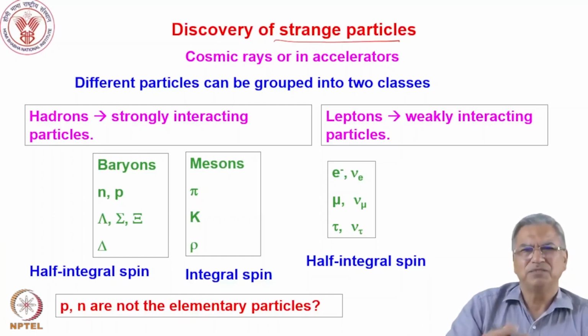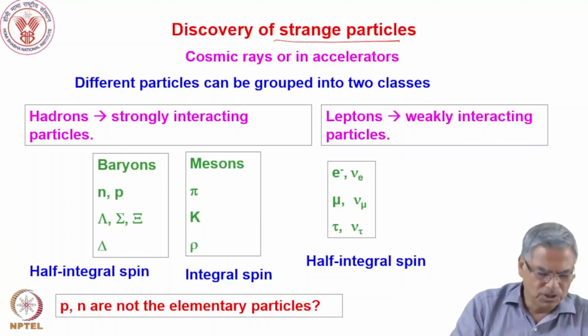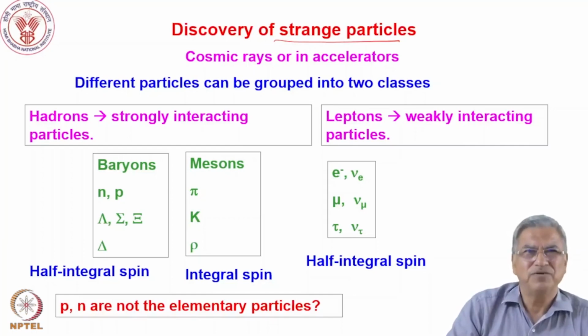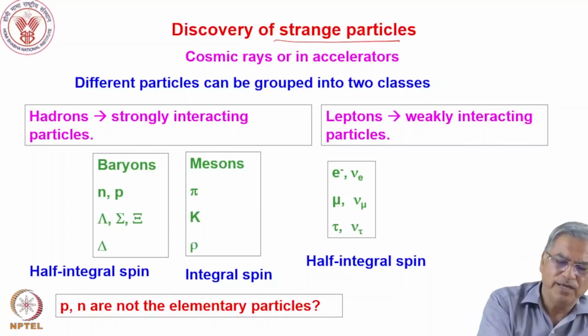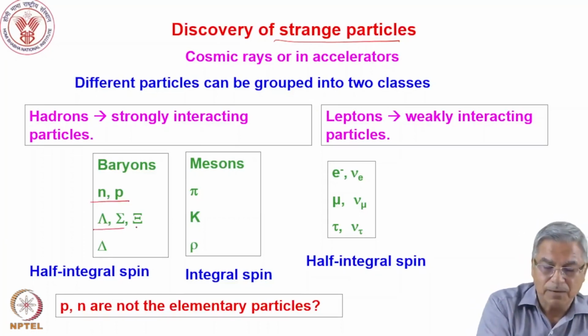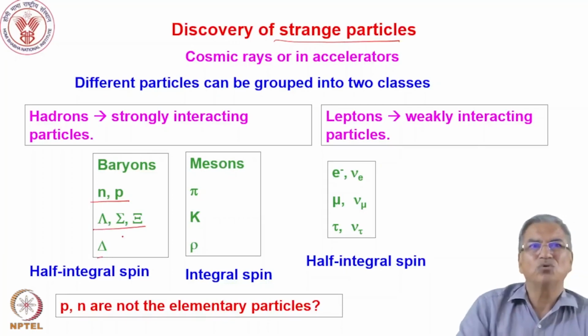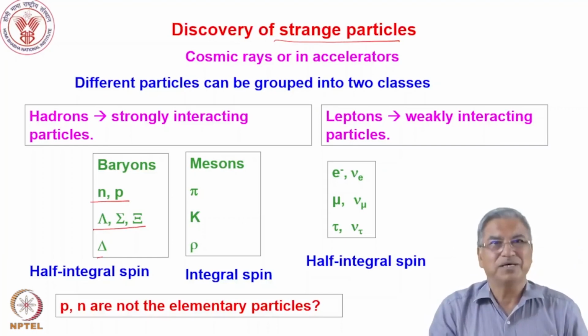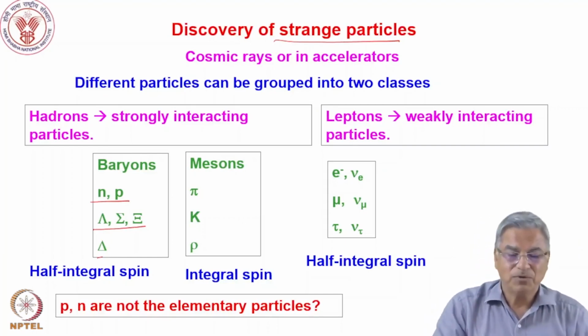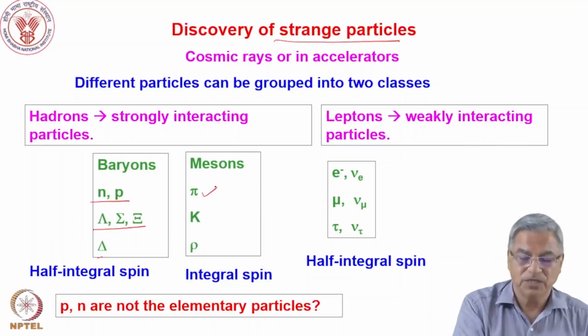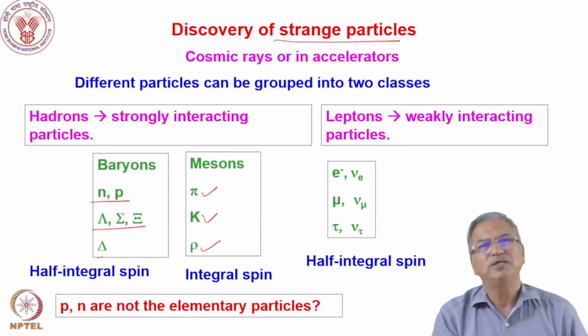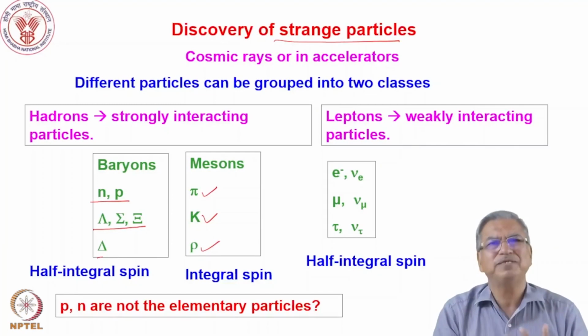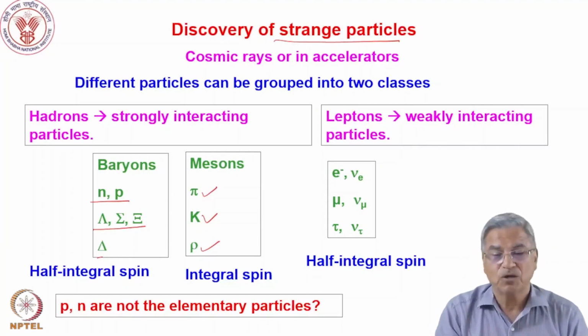Very detailed experiments have been done over so many years. I will not go into the details of these different discoveries, but I will give you a list of particles. Apart from neutron and proton, there are other particles: lambda, sigma, delta, and so on. These particles are also like proton and neutron, but their masses are higher. And apart from the pi meson, there were K mesons and rho mesons, discovered experimentally in cosmic rays or later in accelerators.